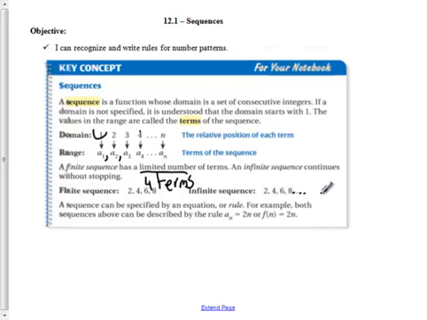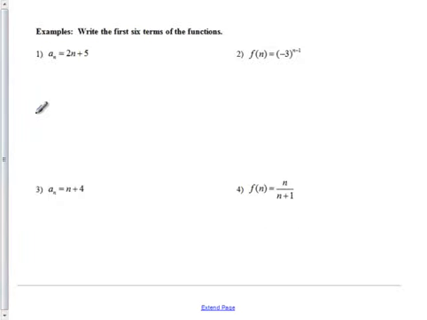A sequence can be specified by an equation or a rule. So we will also learn how to write rules. And the rules will look like a formula. They will be written either as a sub n equals an equation or f of n equals an equation. Either way, you could write it with a sub n or f of n, whichever one you feel more comfortable with. So let's start with some practice.